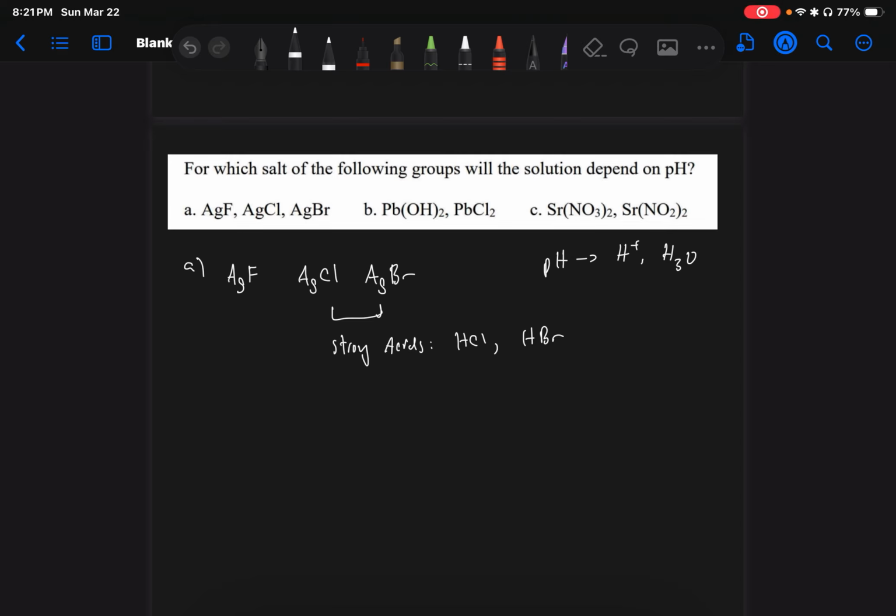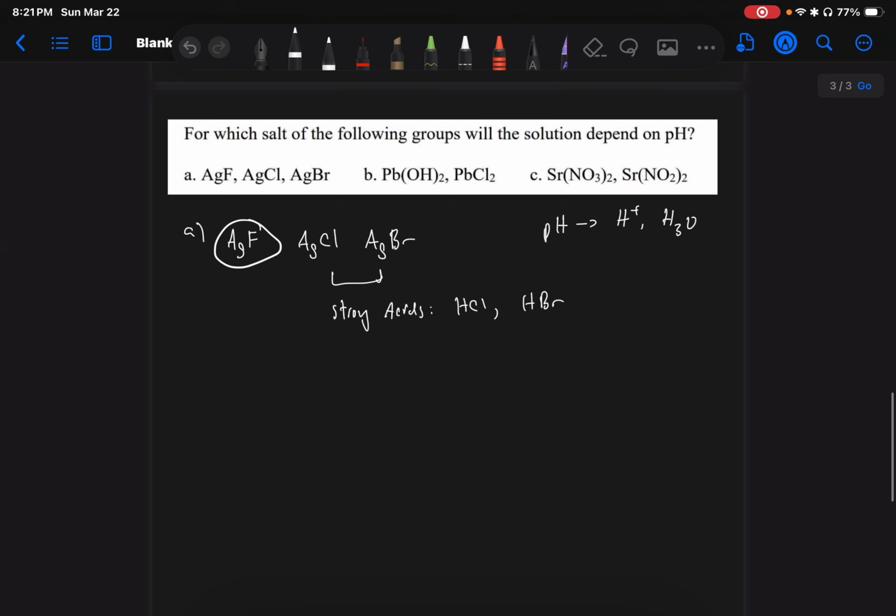But I don't really understand the reasoning, so I know the answer is AgF. Let me just read the answer key, what it says. HCl, HBr strong acids. Okay, that's right. Dissociate completely into H plus and Cl minus, or Br minus. Okay, what? So it's saying H plus. I don't understand that part. Why did I even write that?